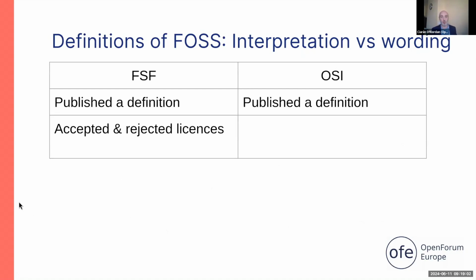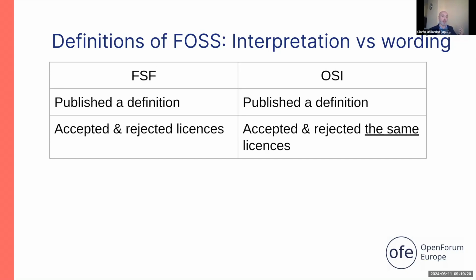Then the OSI published a definition as well, and some people were initially concerned that there may be a different interpretation, possibly a broader interpretation by the OSI of the definition. However, the OSI accepted and rejected the same set of licenses. And so the definitions themselves were different, but the interpretation was harmonized. And so there was no divergence between these two definitions, and the crisis that people were concerned about never happened. So this shows why interpretation is possibly more important than the actual wording itself.